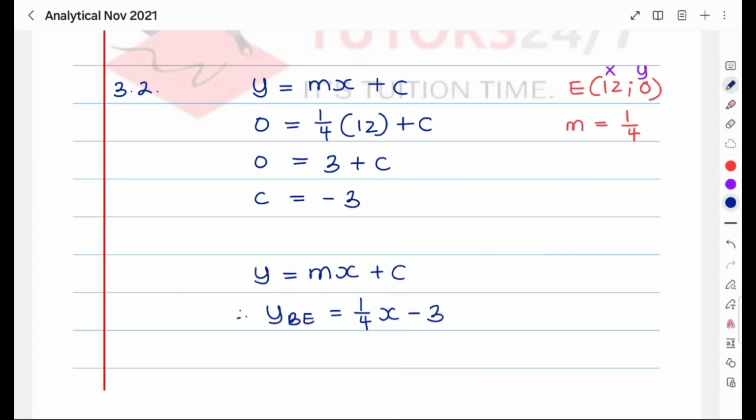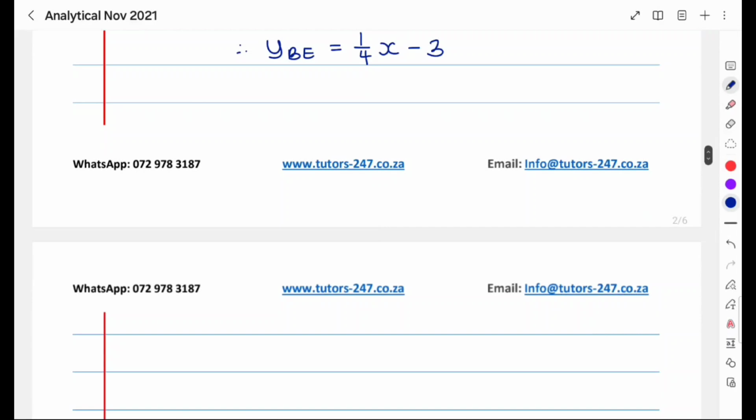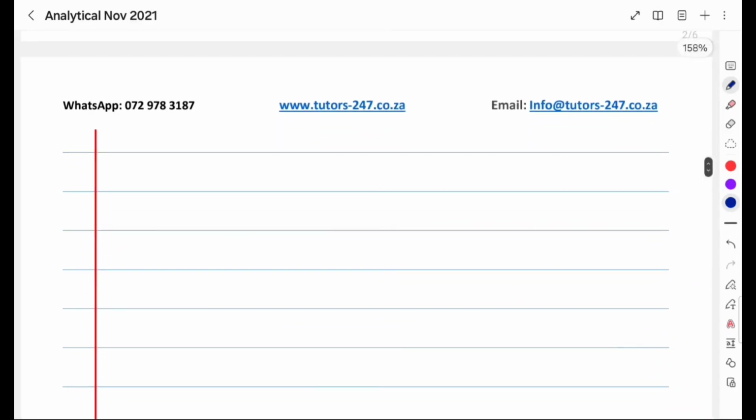All you needed to do was identify the gradient, calculate the c value, the y-intercept, using one of the coordinates, and substitute m and c back into the original equation of a straight line, and you were done. If we used the coordinate point C, which has coordinates 4 and negative 2, we would have ended up with the exact same values.